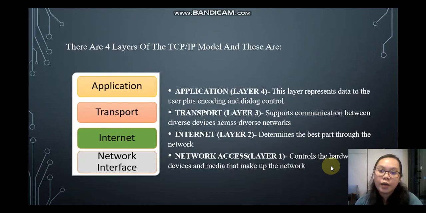These are the four layers of the TCP/IP model: application, transport, internet, and network interface. Application. This layer represents data to the user plus encoding and dialog control. Transport supports communication between diverse devices across diverse networks. Internet determines the best path through the network, controls the hardware, devices, and media that make up the network.